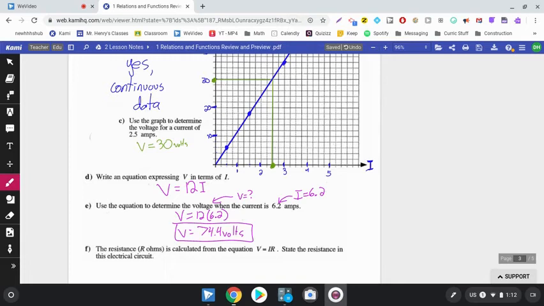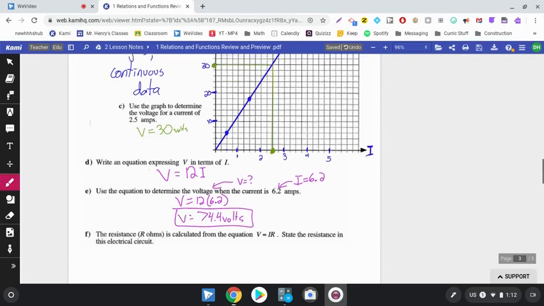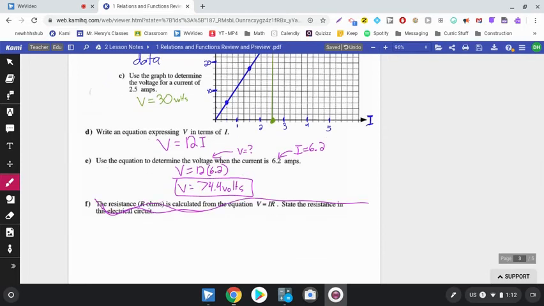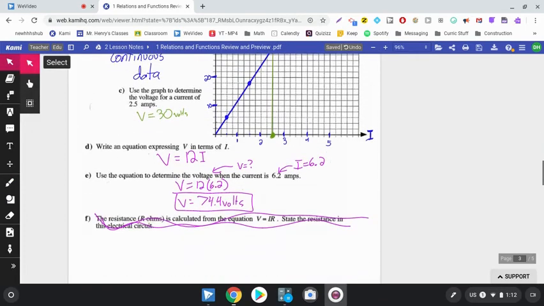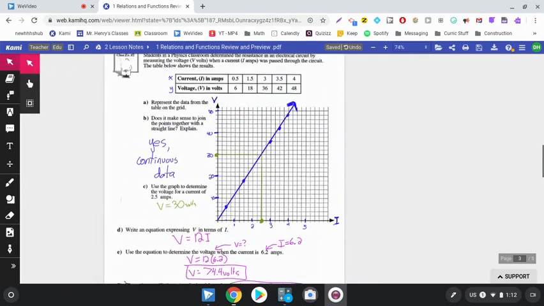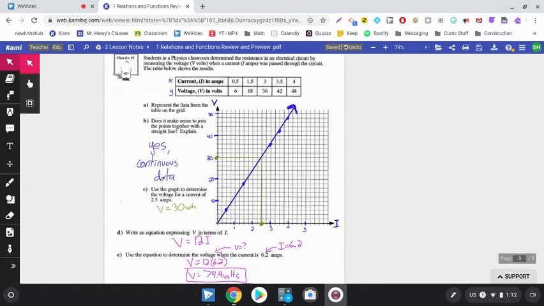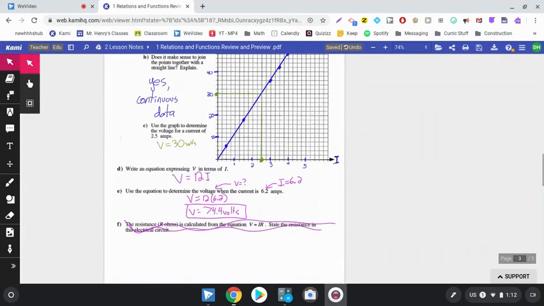The resistance R ohms is calculated from the equation. We're going to skip that one. It's kind of a weird question. It's honestly more of a physics question than anything, so don't worry about it. And that is it for this one. So this is another example I could graph. This one happening to be continuous data versus discrete. And now we'll move on to the last page.